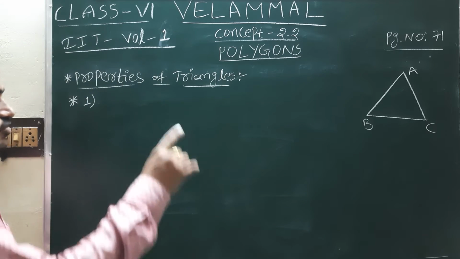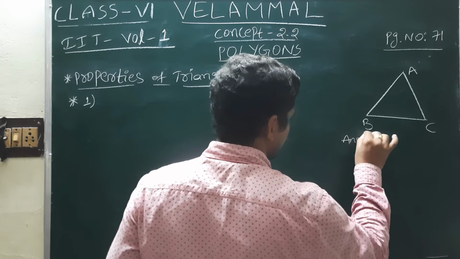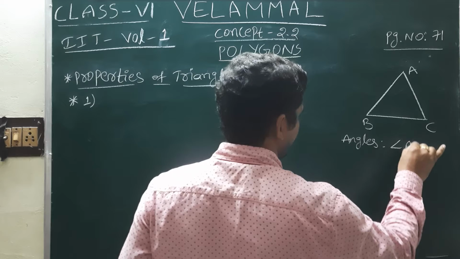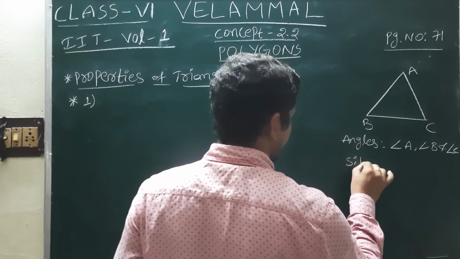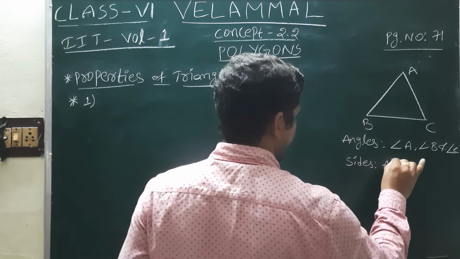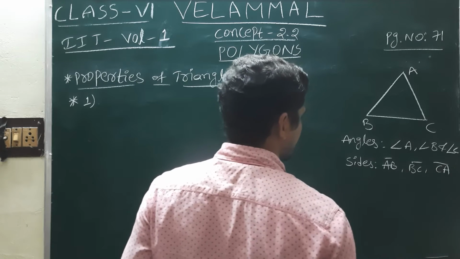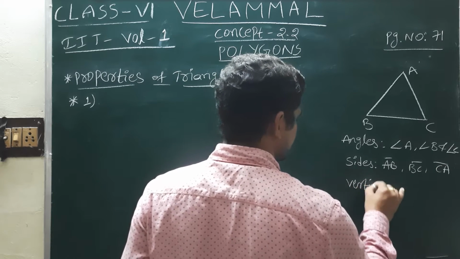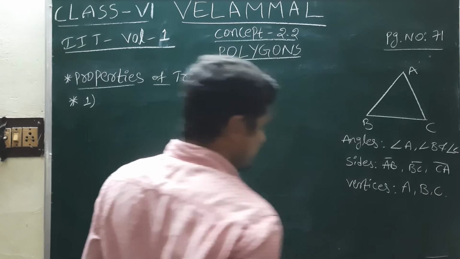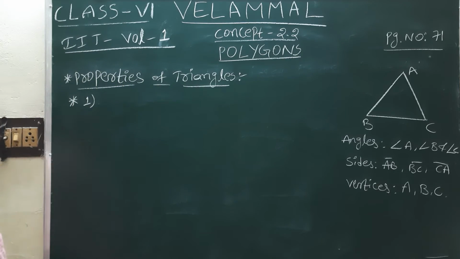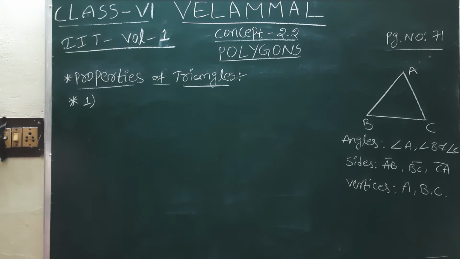In that, first, we will call the angles angle A, angle B and angle C. Sides we can name as side AB, side BC and side CA, and vertices we can say as A, B, C. So these are the components of the triangle. Using these components, we will state the properties of triangles.